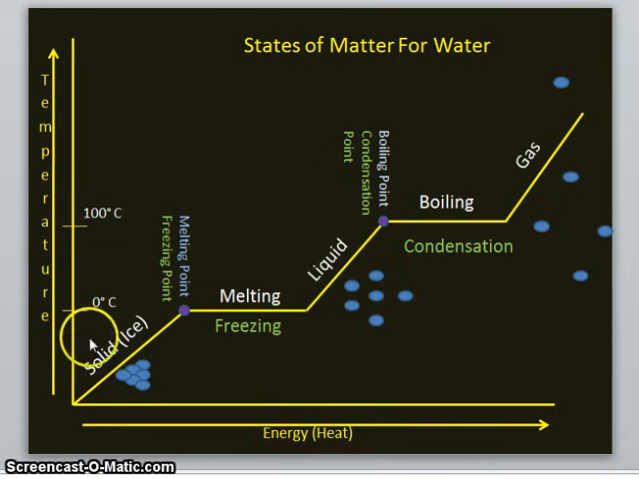So quickly to review, you have the 0 degrees temperature at freezing and melting, depending on which way. Are you adding or are you taking away energy? And at 100 degrees Celsius, are you adding energy and boiling, or are you taking energy away and condensing?